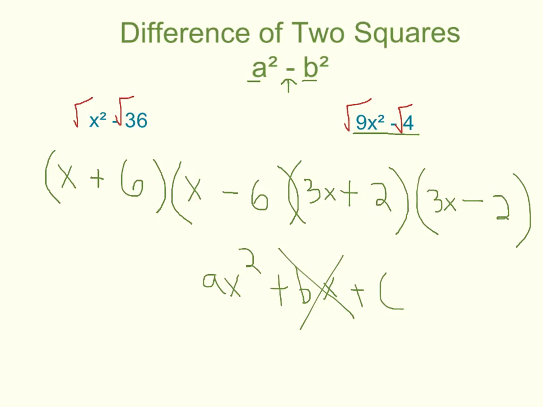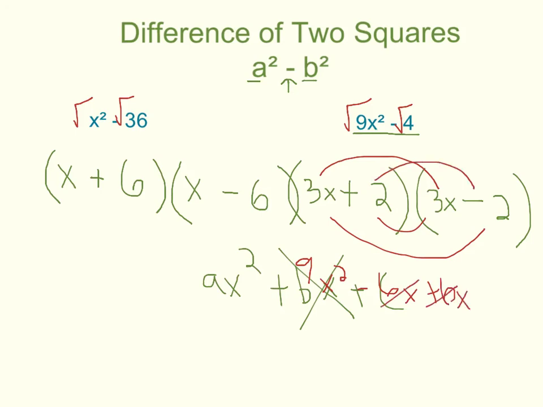And remember, you can always check your answer by doing a quick FOIL. First, that would be 9x squared. Outside would be minus 6x. Inside would be plus 6x, which would cancel out. And last would be minus 4, leaving us with 9x squared minus 4. So we know we have the right answer.